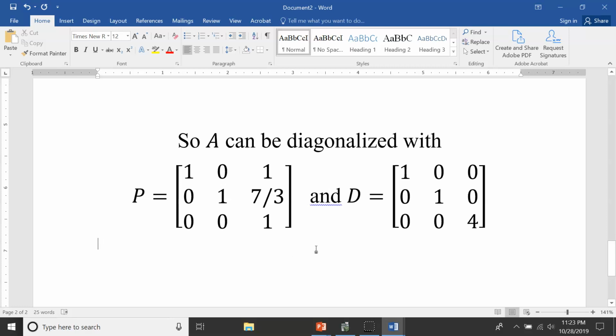By the way, just like in this one, you can reorganize if you wanted to swap out columns. You could swap this third column for the second one. The second one would go to the third, and you just swap this 1 and this 4. All right, so this one can be diagonalized.